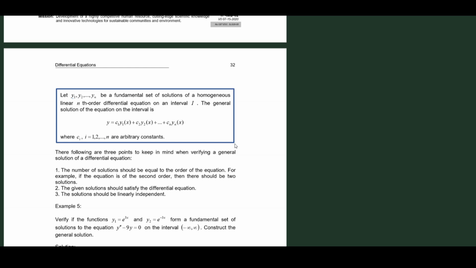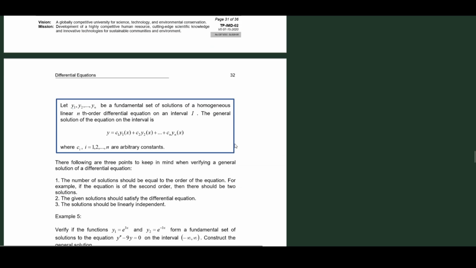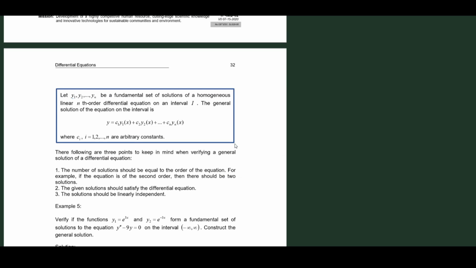In this part of the lesson, we don't know the techniques yet to determine the solutions of nth order differential equations. But in this example, we are given the solutions from the start. Later on we will know how to get these solutions. For the second one, the given solutions should satisfy the differential equation. So we will check that all of them satisfy the differential equation. And then the last one is that the solutions should be linearly independent.